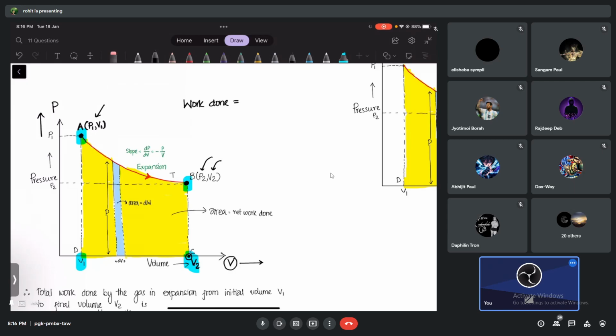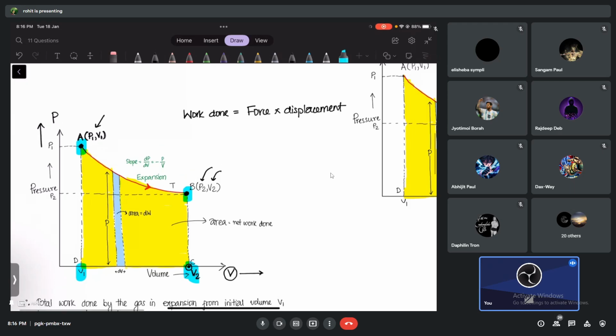So check now. Work done, you told me just now, is force into distance or displacement. But you have to agree with me, you can apply this formula only if force is a constant. I cannot apply this if during our displacement the force is changing. I'm repeating again, we cannot apply this if force is not a constant. Only I can apply it if the force is constant.